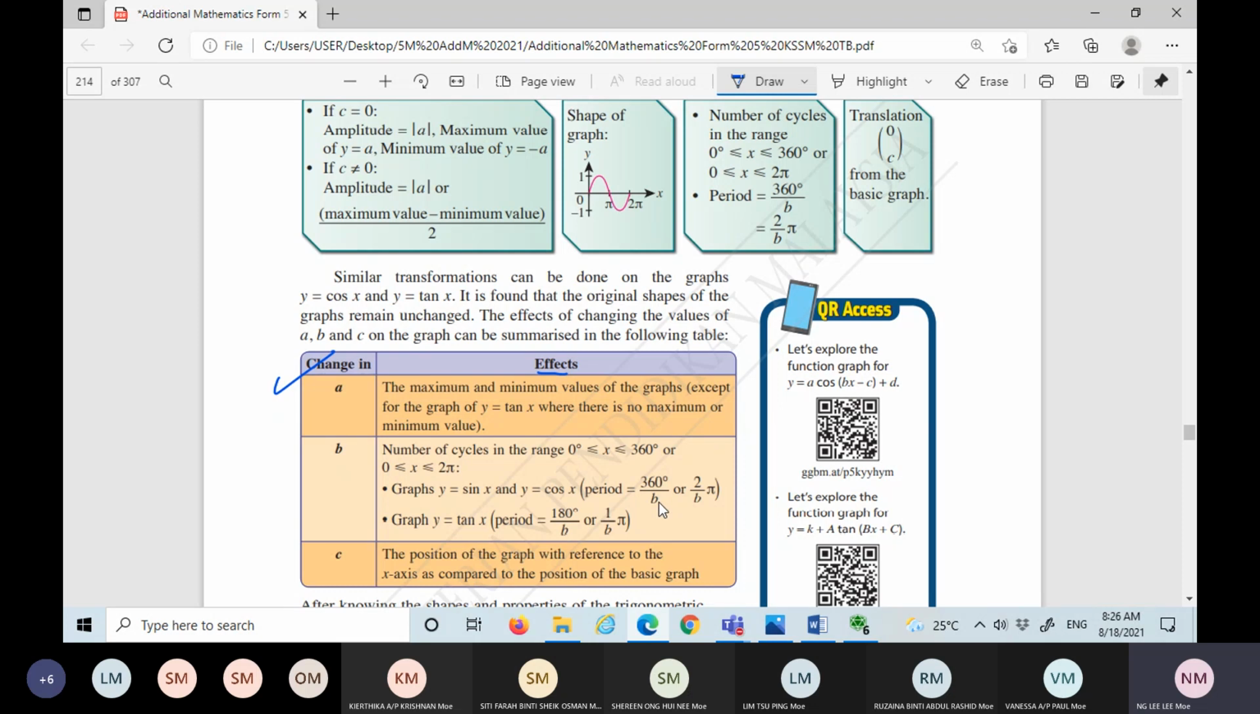There are two ways of interpreting. You can see the b as the number of cycles in 360 degree. You also can use the b to calculate the period. Period is, not the time, the x range to complete one full cycle. So there are two ways of looking at it for b. Now we go to the last one.